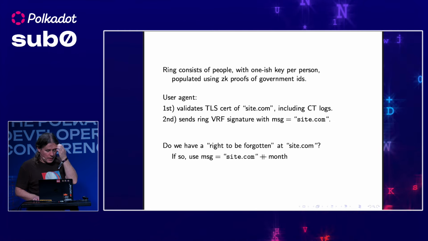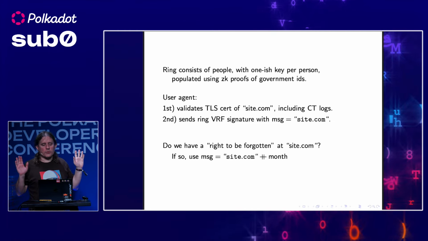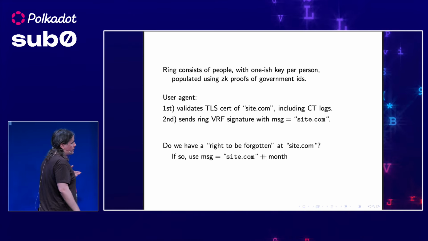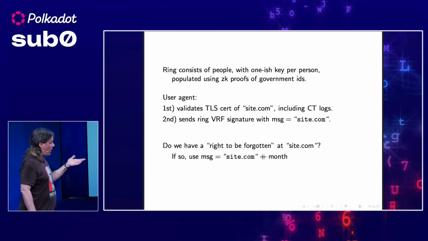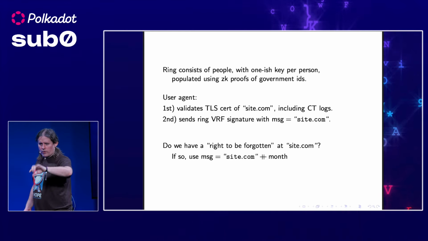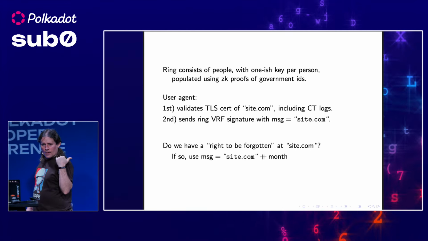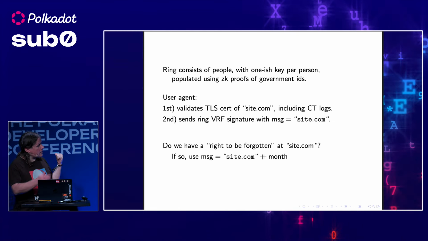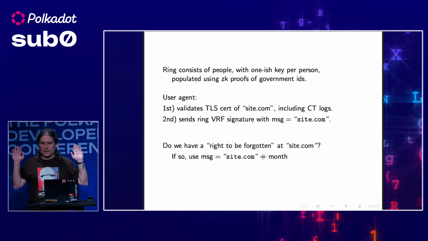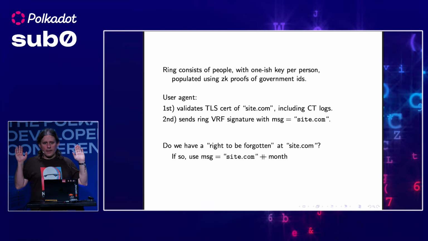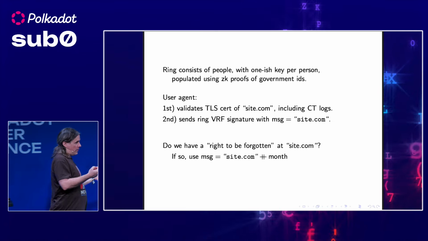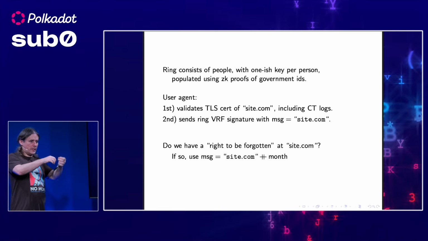Now, what happens if we want some sort of right to be forgotten here? We can do something else. They don't use site.com, they use site.com plus the month, and they have to provide both the current month and the previous one. Now the result of this is, if a user wants to be forgotten, they have to go away from site.com for a full calendar month. And then when they come back, this won't be linked. Otherwise, the site will just keep making a link: this was the same guy.